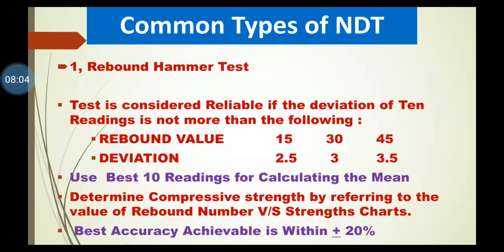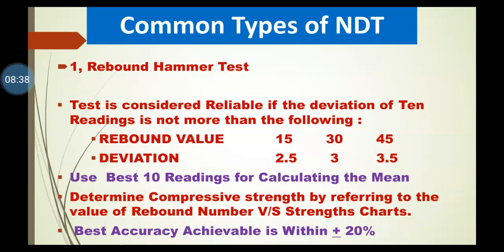In this method we can see some of the results that have been taken, which give the rebound value and the deviation. In this testing we have to take at least 10 readings for the calculation of the mean value, so that it will give the exact result. The best accuracy achievable is within -20 to +20 percent, which is better than the common test.